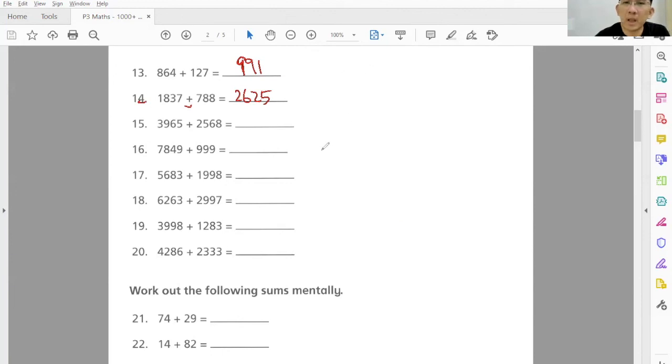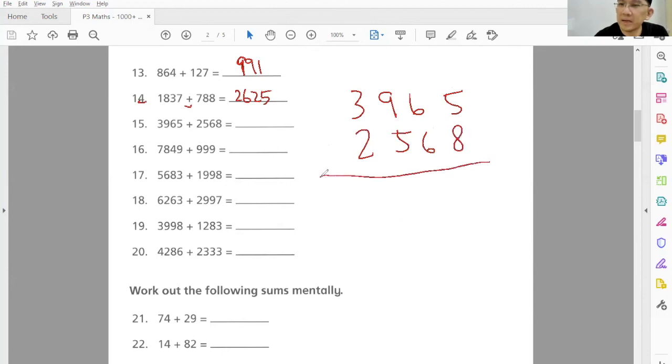So, number 15, 3,965, 2,568. Draw a line. And what operation is that? A positive addition plus sign. Okay. 5 plus 8. 5 plus 8 is 13. The back digit goes here. The front digit goes to the top of the next group.